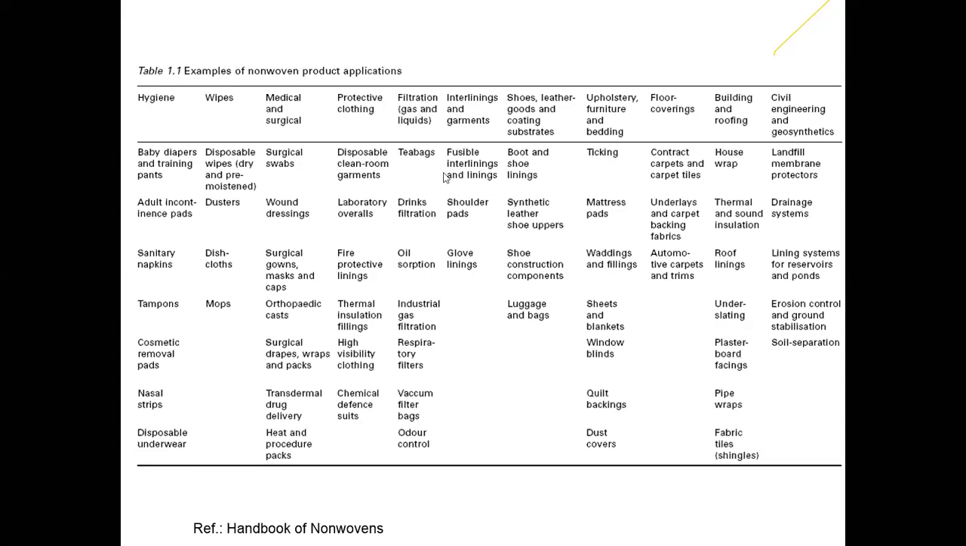Filtration for gas and liquid filtration, we have tea bags. Just like a tea bag is a filter media. It allows water or milk, hot water or milk, to go inside the bag, but it is not allowing tea or coffee to come out from this bag. So it is also like a filtration process. Drinks filtration, oil absorption, industrial gas filtration, respiratory filters, and vacuum filter bags, odor control. So all these are non-woven fabrics.